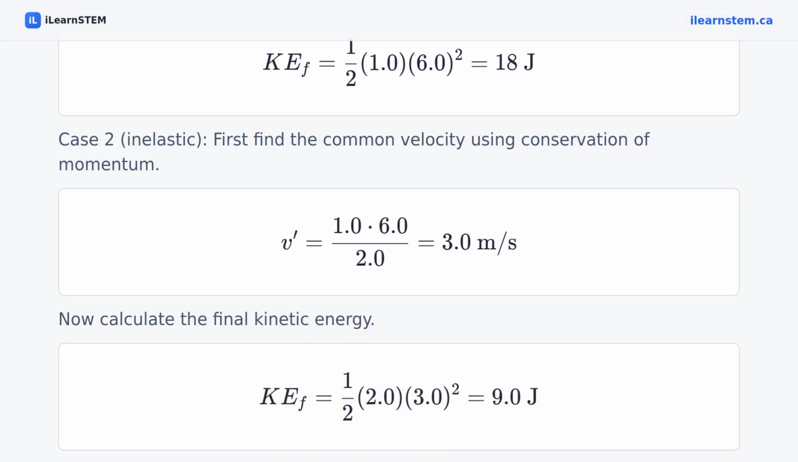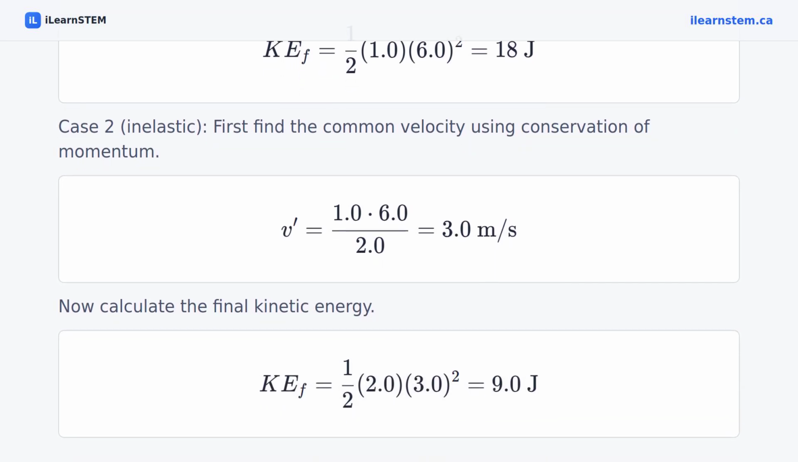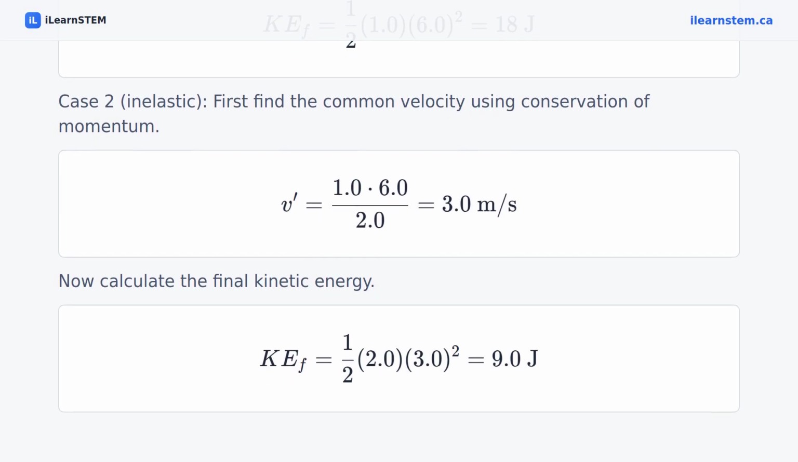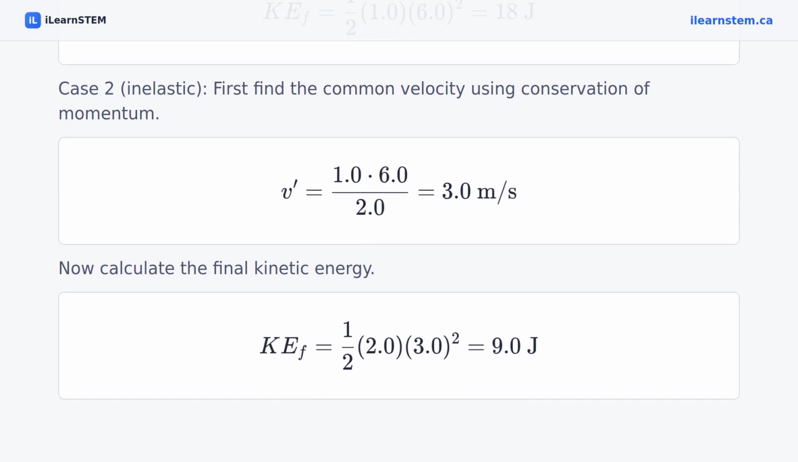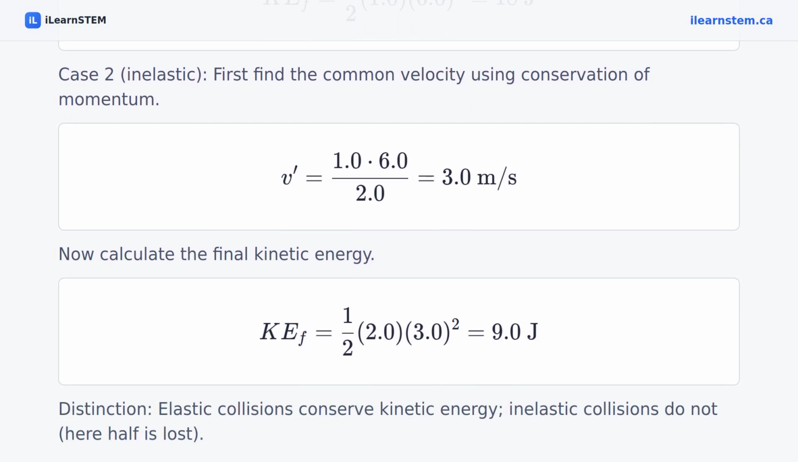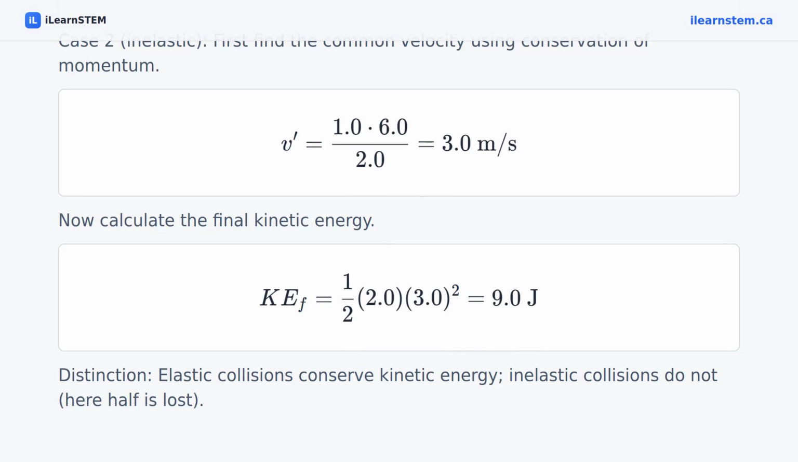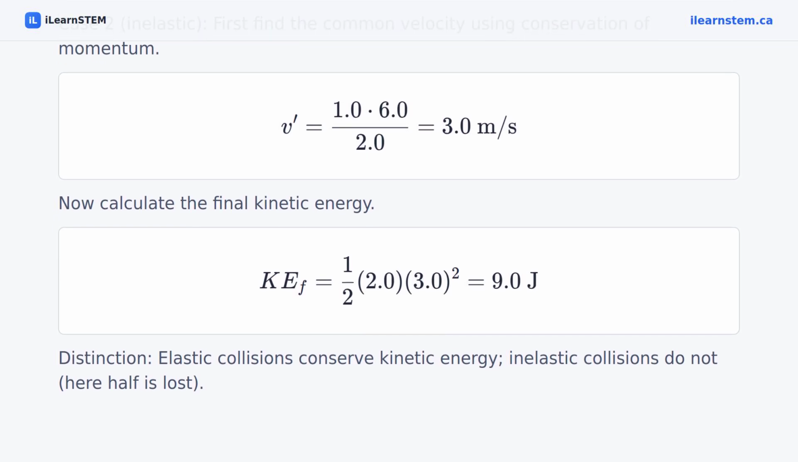Final kinetic energy equals 1/2 times 2.0 kilograms times 3.0 meters per second squared, which is 9.0 joules. So 9.0 joules are lost. The distinction is that elastic collisions conserve kinetic energy, while inelastic collisions do not. Here, half the kinetic energy is lost.